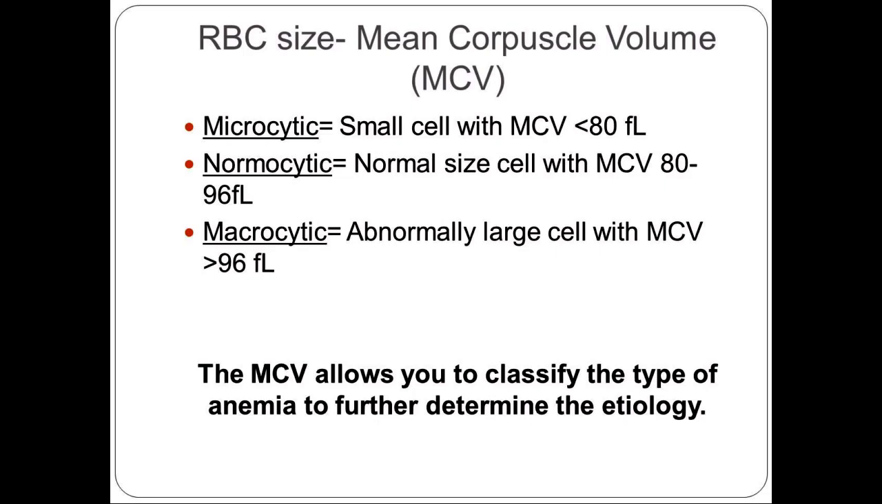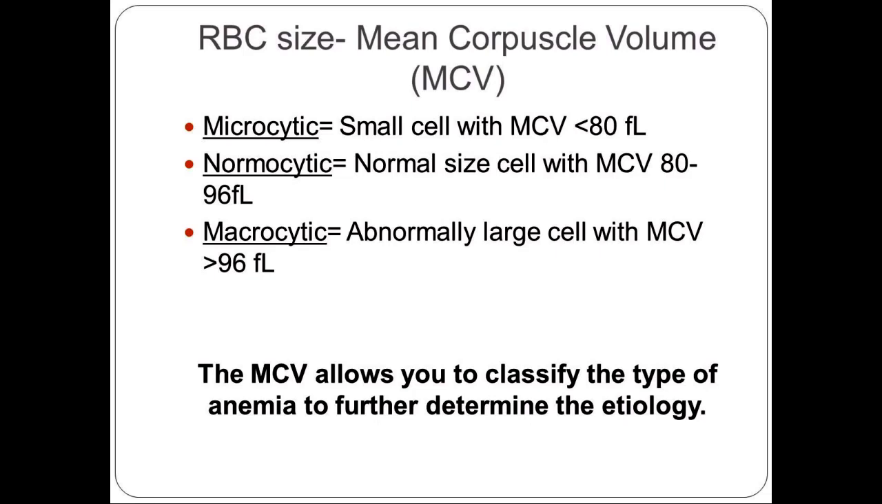My hope is that now when you go into clinicals, when you see a CBC, just because the hemoglobin and hematocrit are not low, you're not going to say they're fine. I want you to look at the whole CBC from now on and see what you can pick up, okay? And the MCV allows you to classify the type of anemias to further determine the etiology.